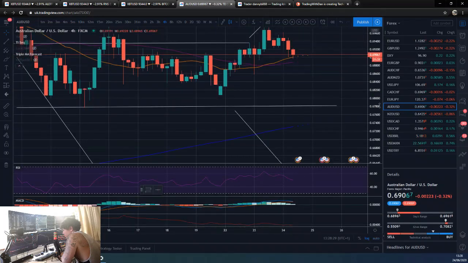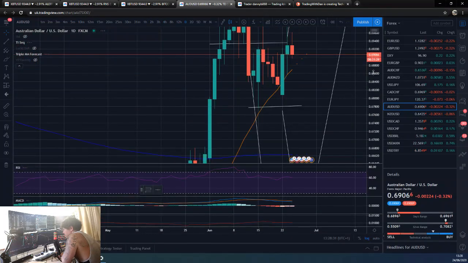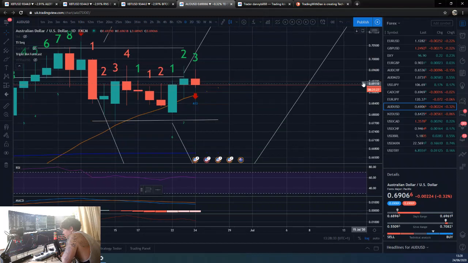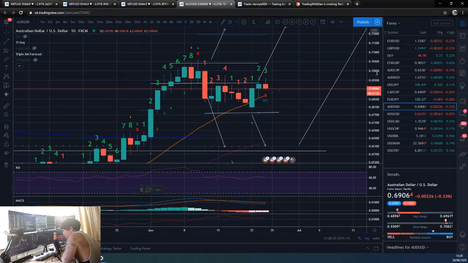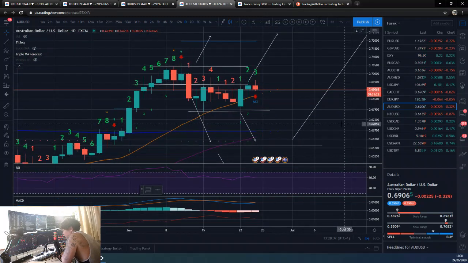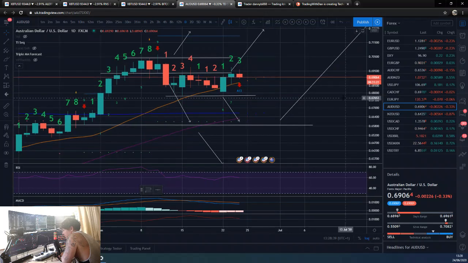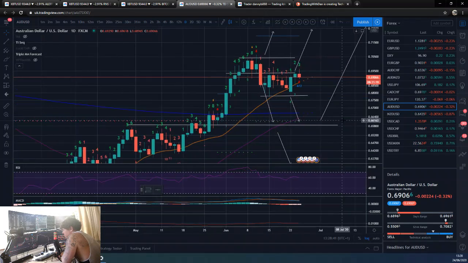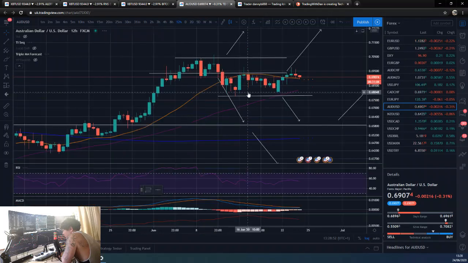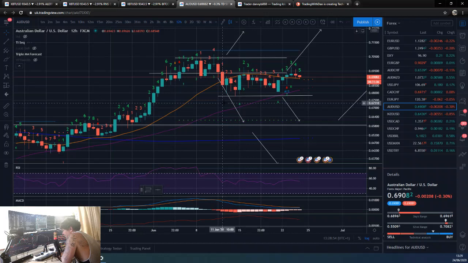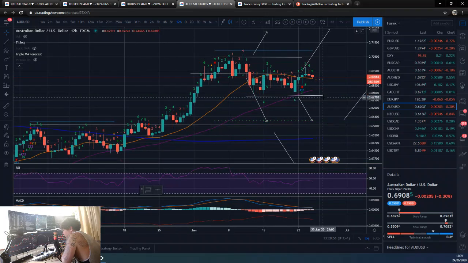Aussie dollar, US dollar, over to the daily, aggressive 13 sell. Yeah, I mean, this is looking like we're going to get rejected here, and then try some more downside. That's what I would expect here. 12-hour. Not much to read off the 12-hour.